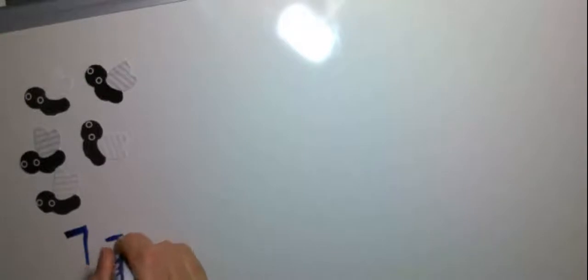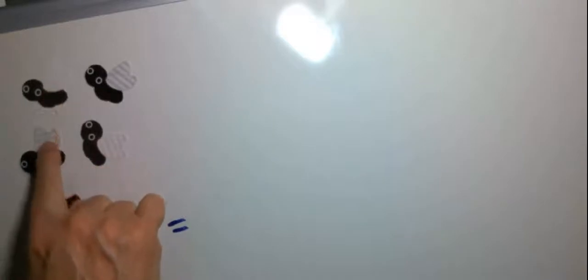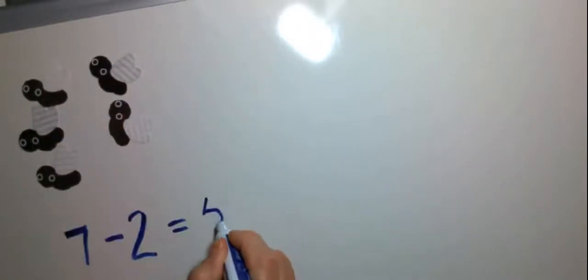So we're going to subtract. We're using our minus sign. Minus 2. So now let's see how many are left. That's going to be what we put after the equal sign. So we've got 1, 2, 3, 4, 5. 5 flies are left. All right, let's try another one. Let's erase this. Move these out of the way.